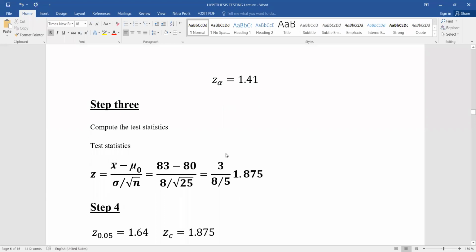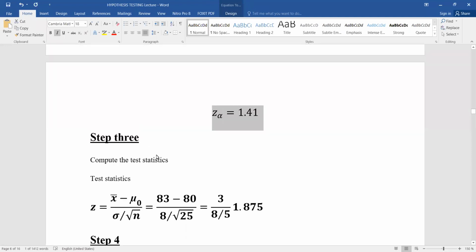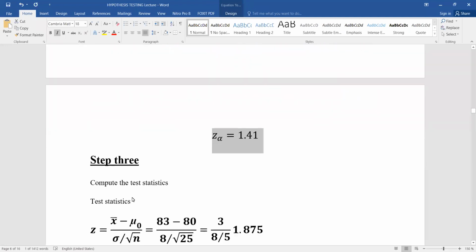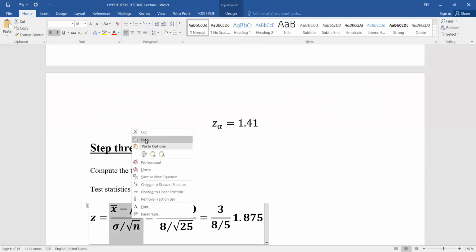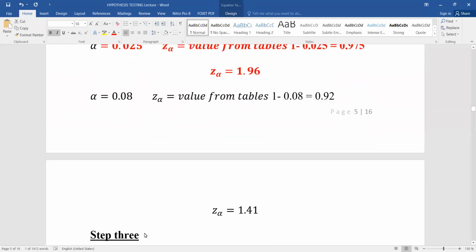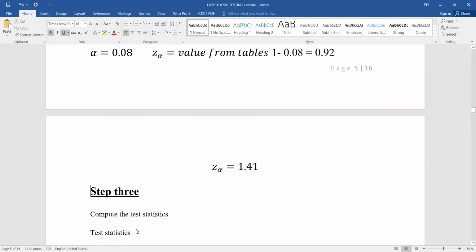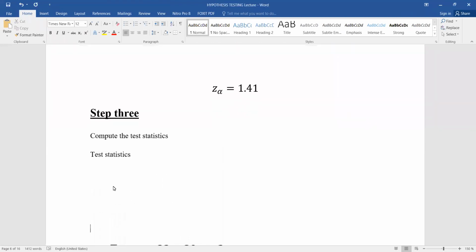So that is the evidence of the accused. We need to get the evidence for the prosecutor. And the evidence for the prosecutor, let me just copy this. Step number 3, we compute and it is given like that.